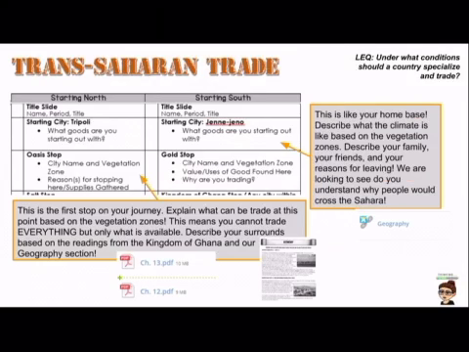Because you don't just cross the Sahara because you want to cross it. You cross it because you're doing something. So what is it that you're trying to do? What's your goal? What are you trying to accomplish? So we're really looking to see, do you understand why people actually cross the Sahara?